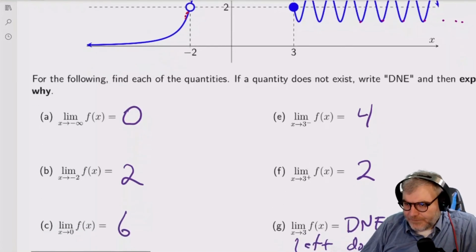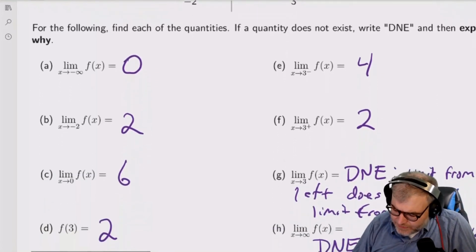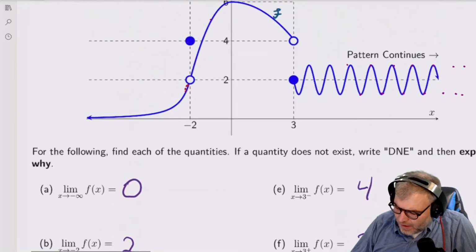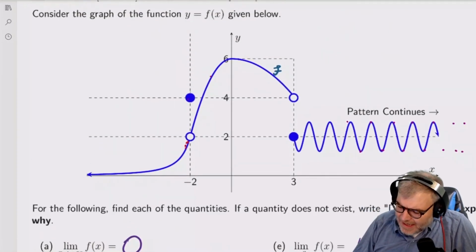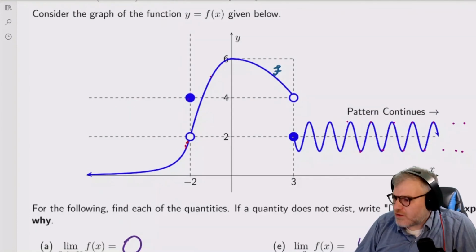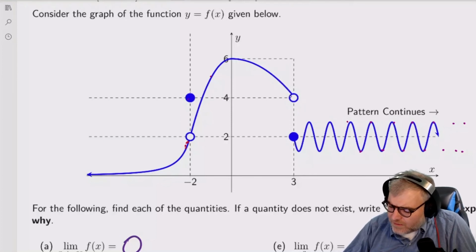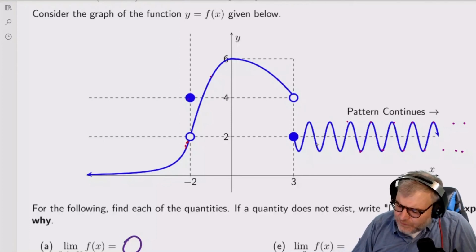Now, let's look at some of these others. Let's look at all the ones involving 3. So, as I approach, what is f of 3? f of 3 is 2. That's where the closed circle is. But the limit as x goes to 3 from the left is 4. And as I approach 3 from the right, f is heading to 2.